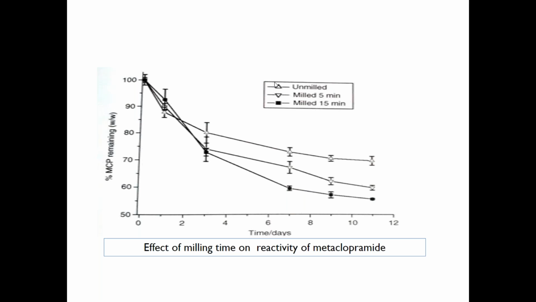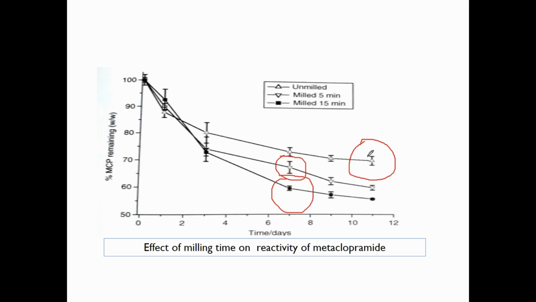So first, the triangle part. I don't know if you're seeing this on mobile, how clear it is, I'm not very sure. There are three lines here. Each line represents a different milling time. The first line represents unmilled, the second line represents milled for 5 minutes, and the dark square box represents milled for 15 minutes.